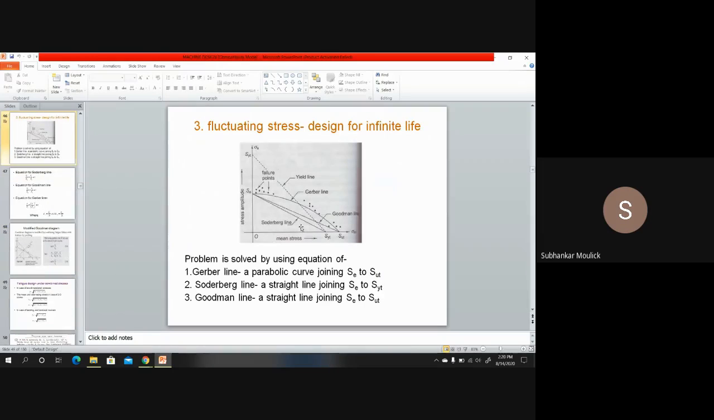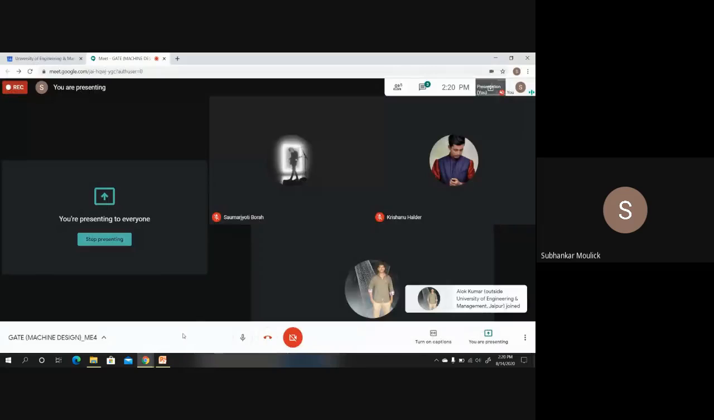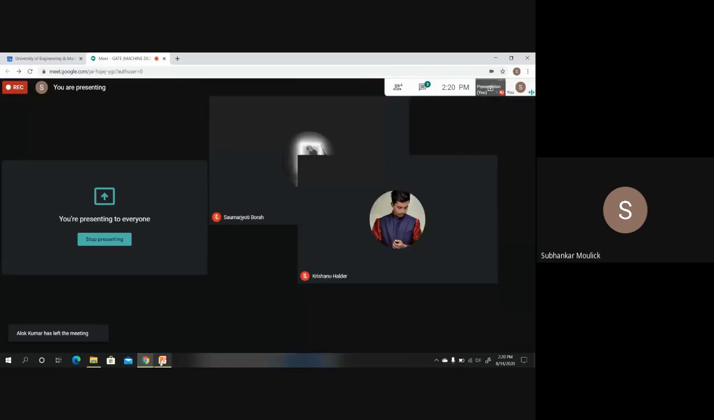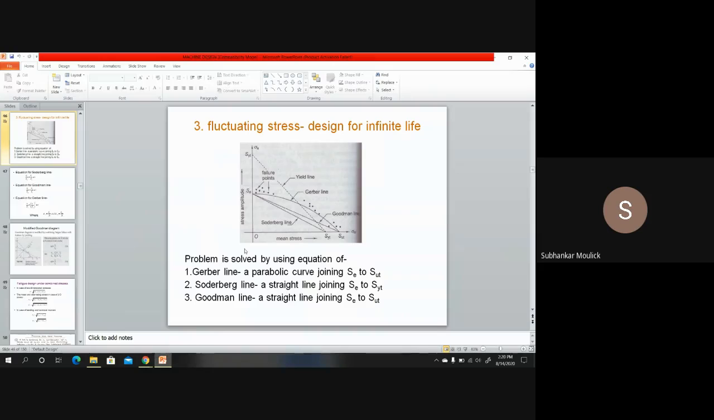So in today's class, we will be discussing the endurance diagrams, that is Soderberg line, Goodman line, and Gerber line. What are these things? Soderberg line, Goodman line, and Gerber line.